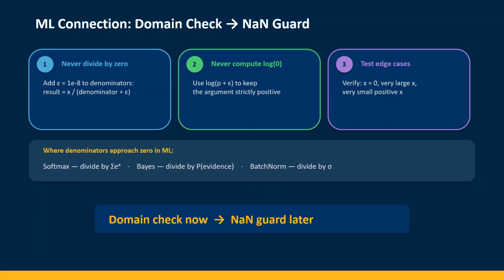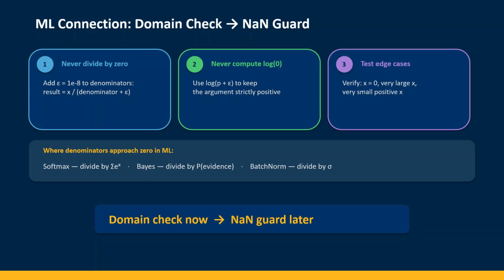This slide establishes the bridge between the algebraic discipline of domain verification and the computational discipline of numerical stability in machine learning. Many fundamental machine learning formulas involve division. The softmax function requires dividing by a sum of exponentials. Bayesian inference involves dividing by marginal probabilities. Normalization procedures divide by standard deviations, or norms.